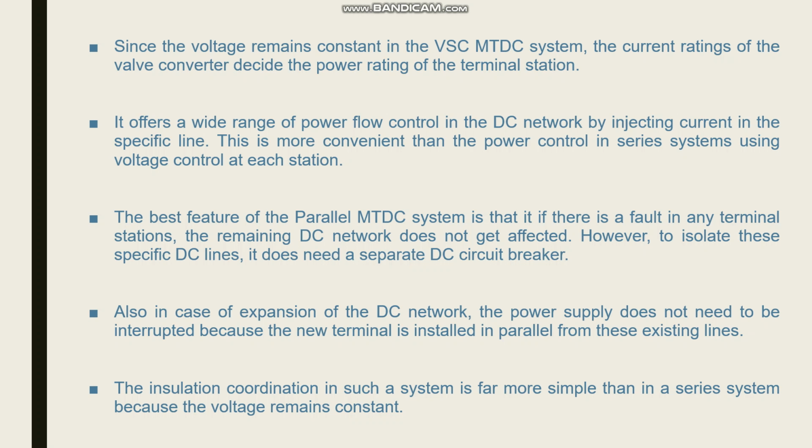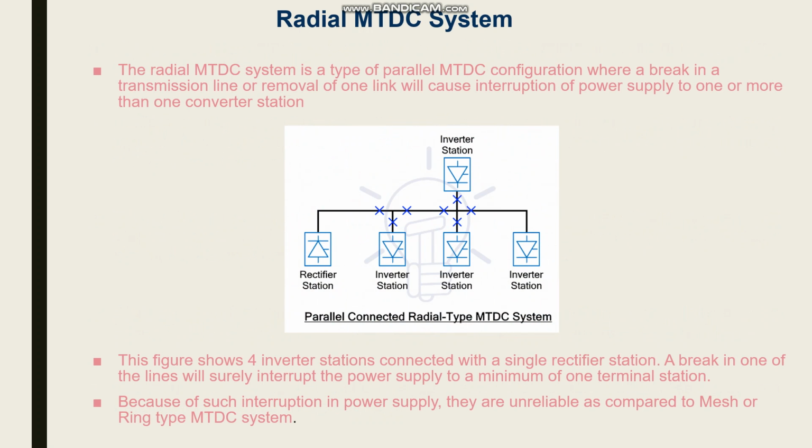The best feature of the parallel MTDC system is that if there is any fault in any terminal station, the remaining DC network will not get affected. But we should isolate these specific DC lines. It does not need a separate DC circuit breaker. Also, in case of expansion of the DC network, the power supply does not need to be interrupted, because the new terminal installed is in parallel with the existing lines. The insulation coordination in such a system is far simpler than in a series system because the voltage remains always constant.